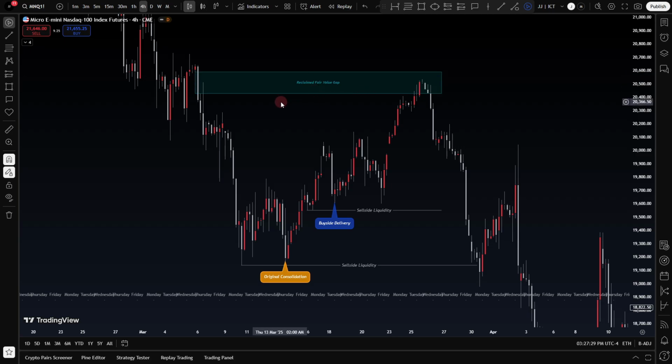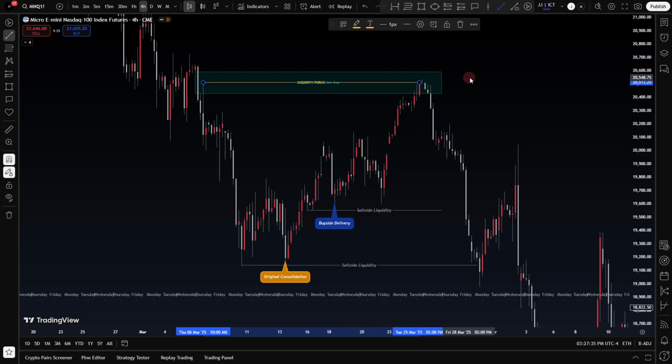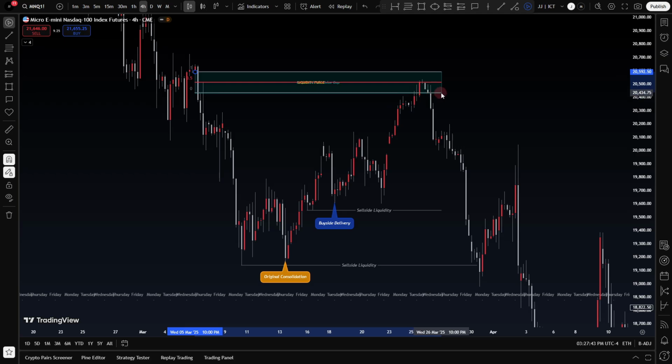But this is a reclaimed fair value gap, and then we came above this short-term swing, purging it, having a liquidity purge. And if we include our mean threshold, the consequent encroachment, and drag it across, we can see that price respected it literally right on this point. We have a liquidity purge, and then we have that break in market structure right here. So we can clearly see that price wants to go lower.